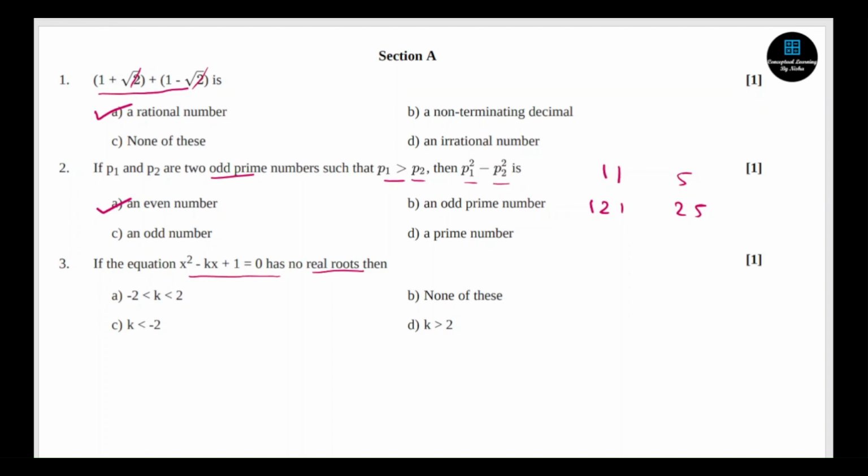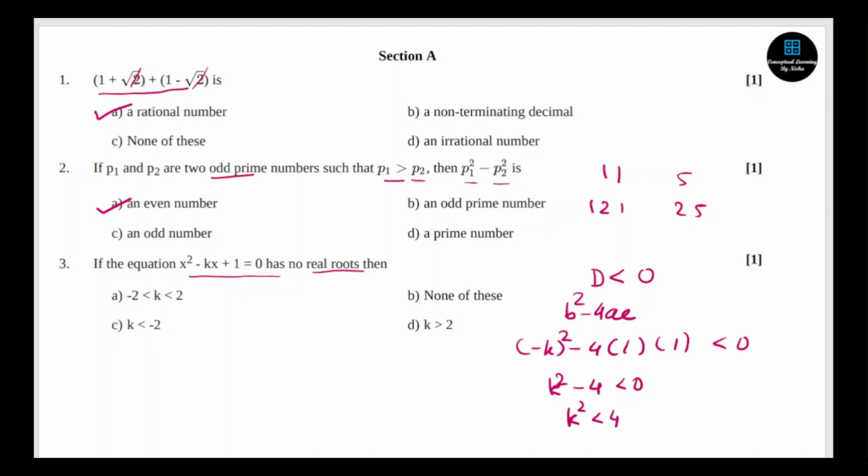Now, remember when you have no real roots, the discriminant is less than 0, right? What is the discriminant? It is the value b square minus 4ac. Now when you compare this, what do we get? Here b is minus k. So (minus k) whole square minus 4 into 1 into 1 is less than 0. When I simplify this, k square minus 4 is less than 0. So k square is less than 4, correct?